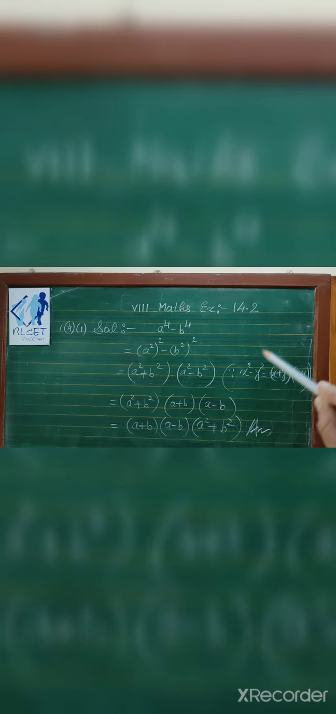So we can apply this identity: x square minus y square equal to x plus y into x minus y. So here x is a square, y is b square. So a square plus b square, a square minus b square. Again we can apply this formula here. So a square plus b square, a plus b into a minus b. So the answer will be a plus b into a minus b in the bracket a square plus b square.